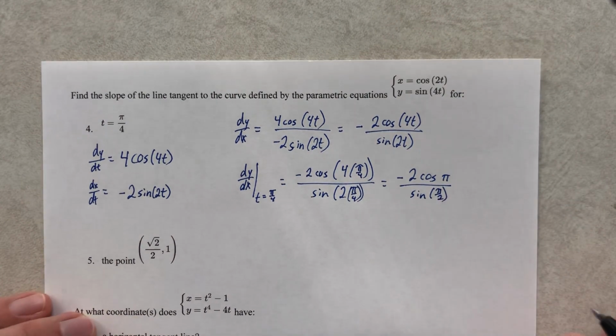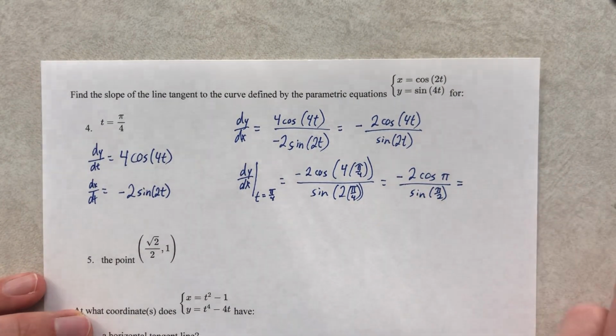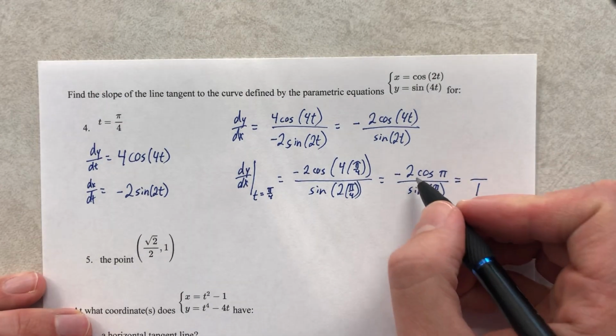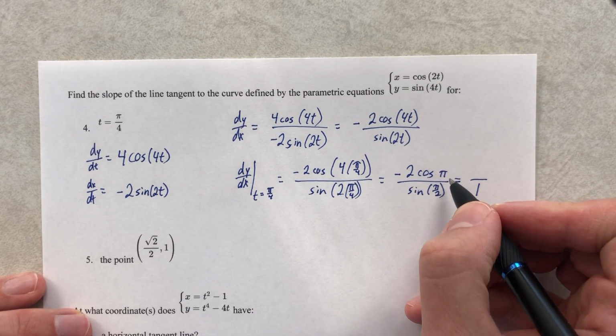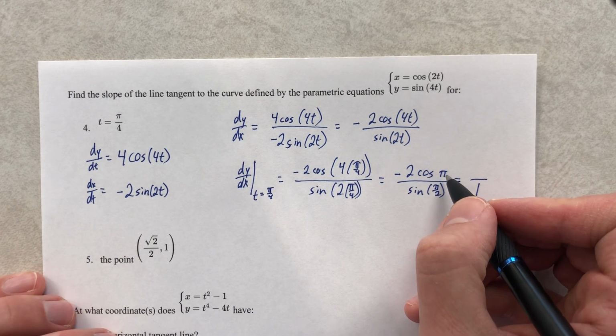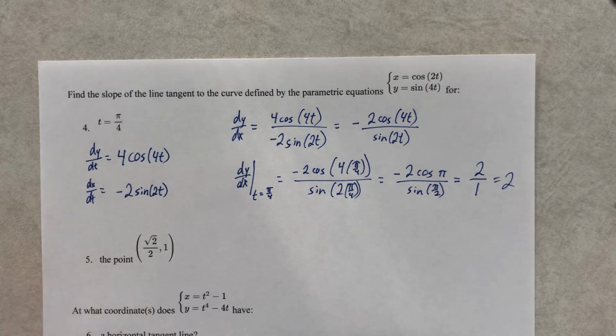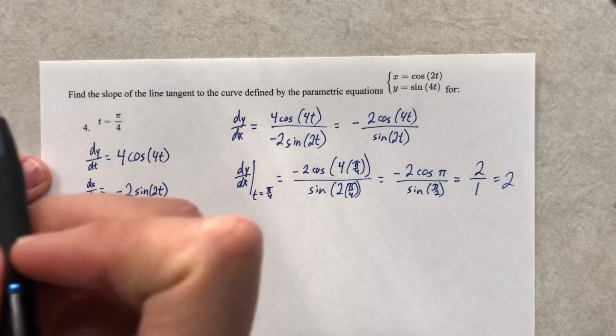All right, sine of pi over 2 is the y value at pi over 2, which is 90 degrees. That would be 1. And negative 2 cosine of pi. Cosine of pi is negative 1. So I have negative 2 times negative 1, which gives me positive 2. All right, we have found the slope at this t value.